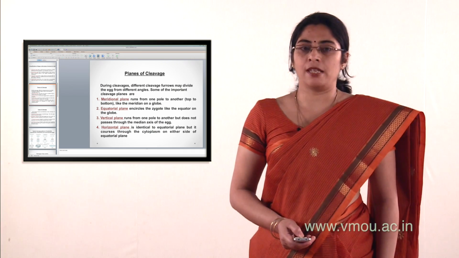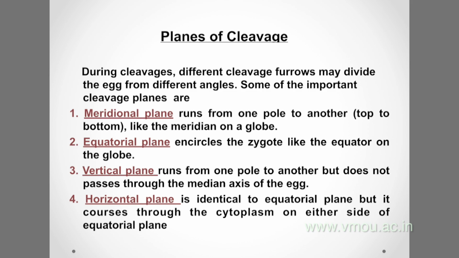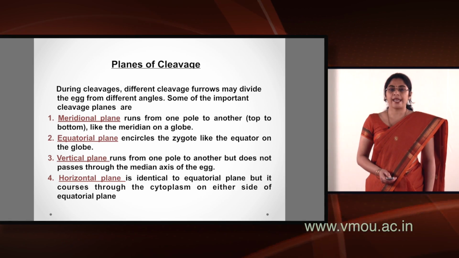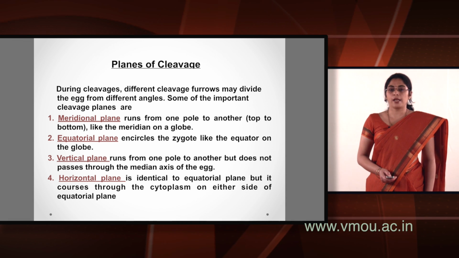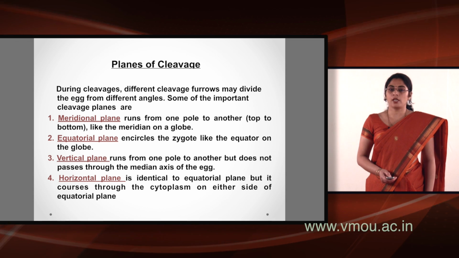Planes of cleavage. During cleavage, different cleavage furrows may divide the egg from different angles. Some of the important cleavage planes are, first, meridional plane. It runs from one pole to another, top to bottom, like the meridian on a globe. Second, equatorial plane encircles the zygote like the equator on the globe.